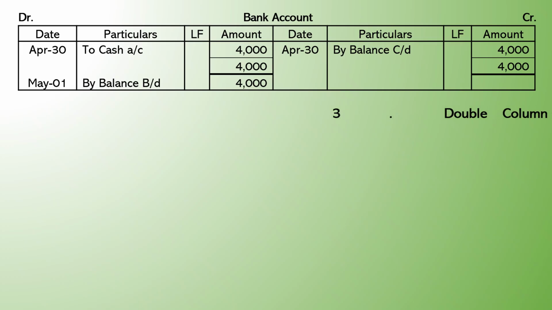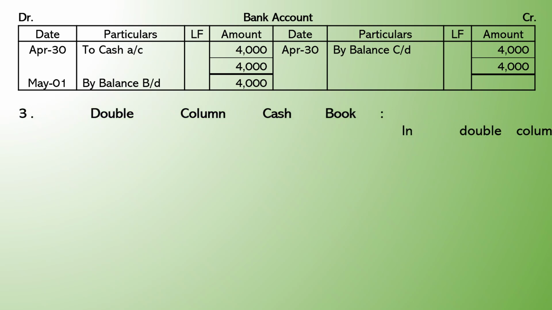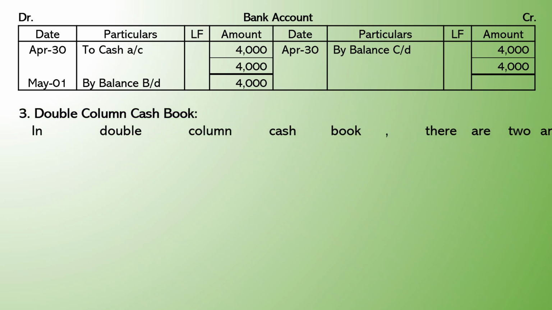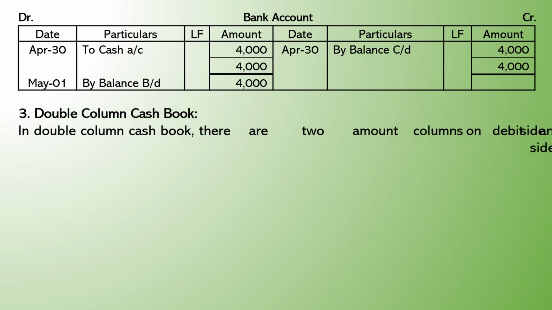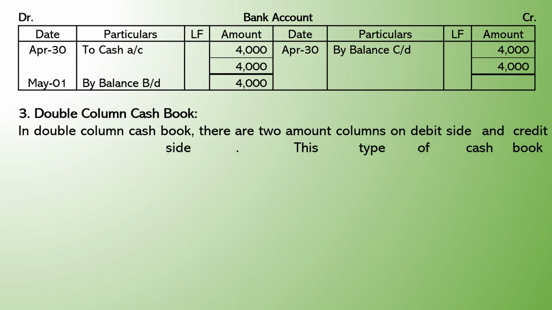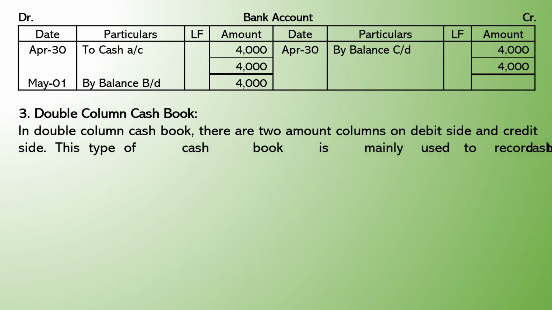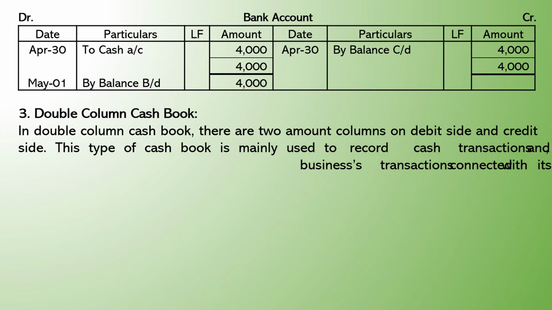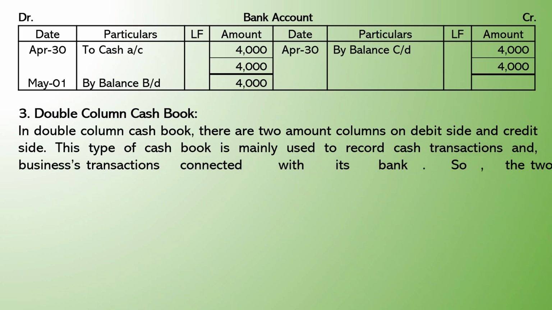3. Double column cash book. In double column cash book, there are two amount columns on debit side and credit side. This type of cash book is mainly used to record cash transactions and business transactions connected with its bank.